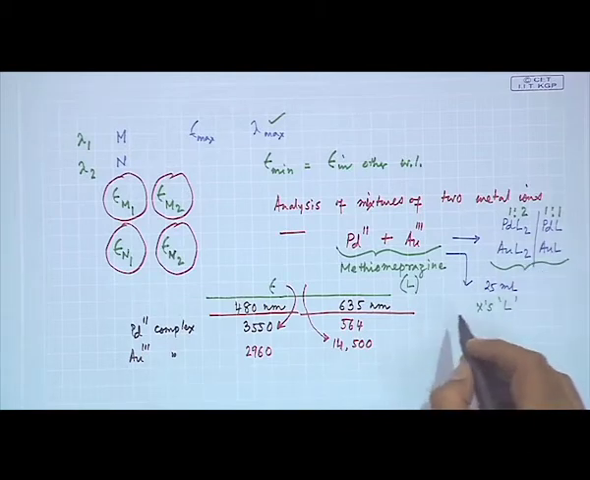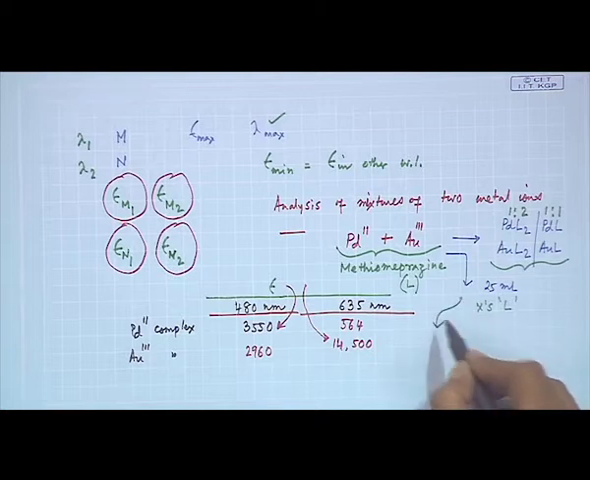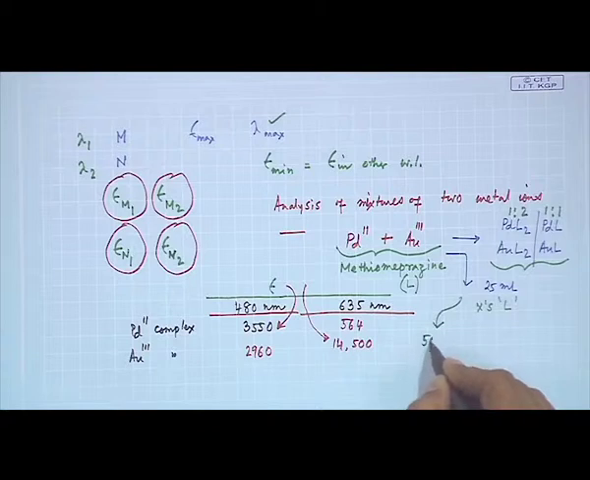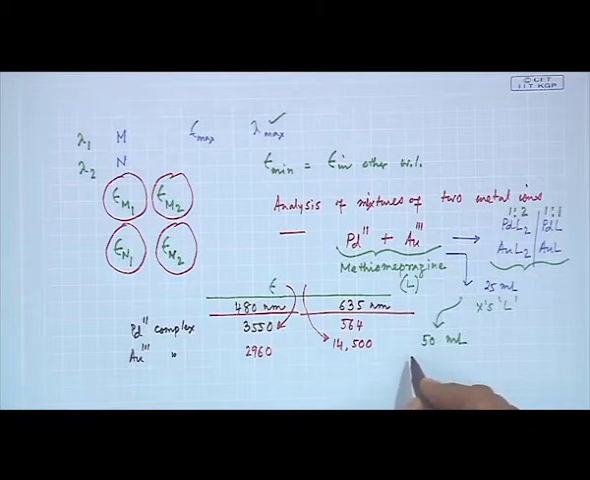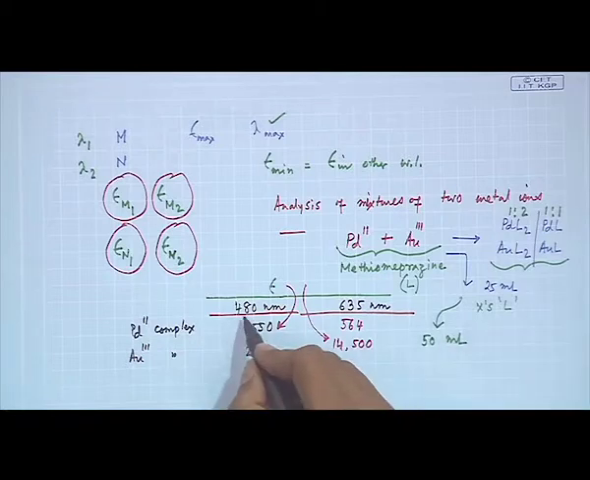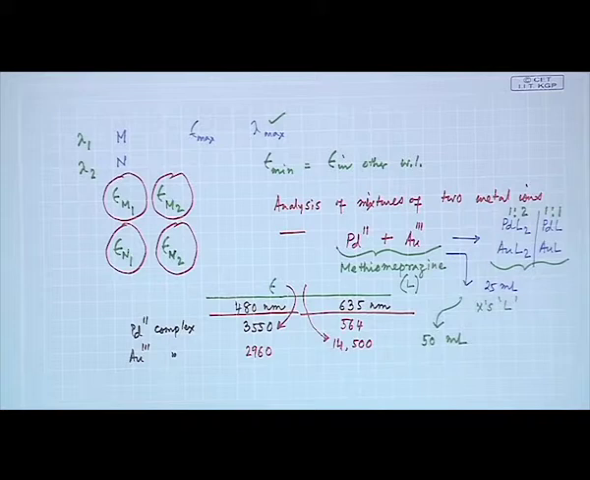So, next we take this and dilute it to, say, 50 milliliter for our convenience. To a final 50 milliliter volume, we can measure the absorbances, that means A1 we measure and A2 we measure. So, A1 and A2 we have to measure.